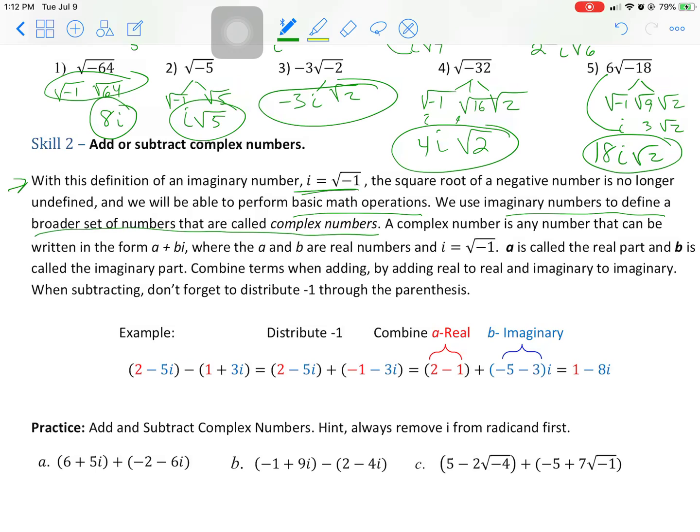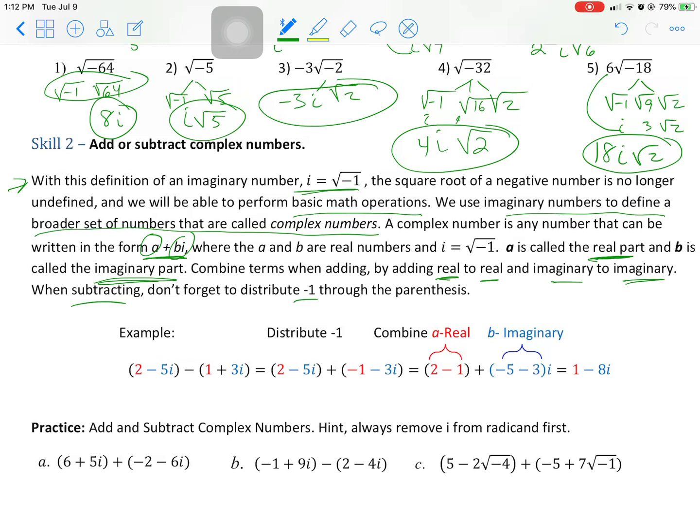So this is the form of a complex number. I is an imaginary number. So that means the a and the b are real numbers and the i is the imaginary number. The a is called the real part and the b is called the imaginary part. So real part, imaginary part. Combine terms when adding by adding the real to the real and the imaginary to the imaginary. When subtracting, don't forget to distribute a -1 through the parentheses.